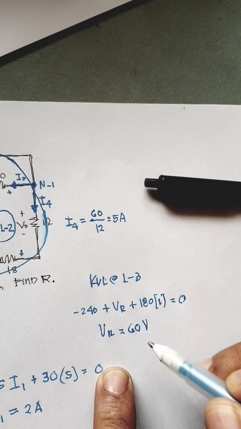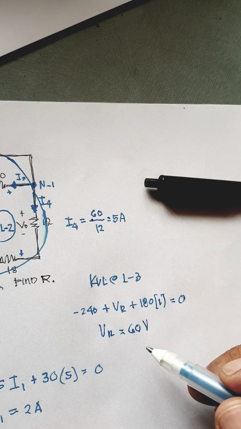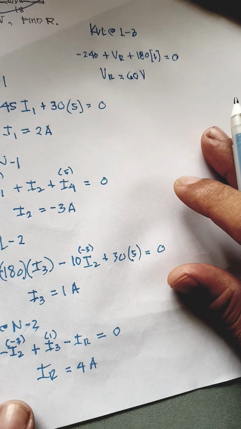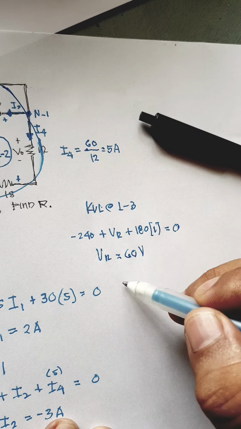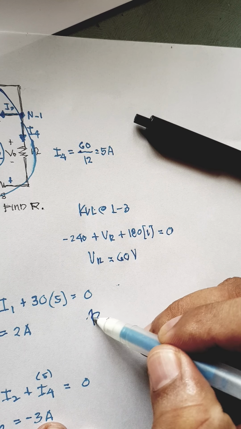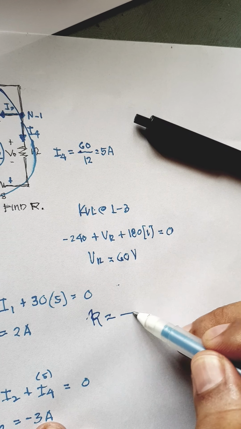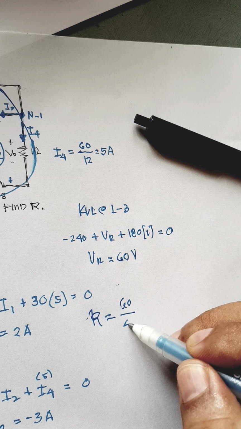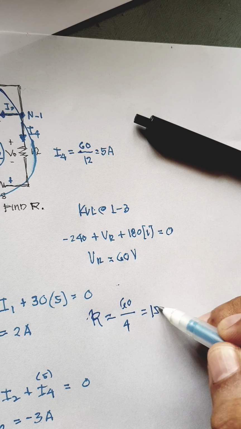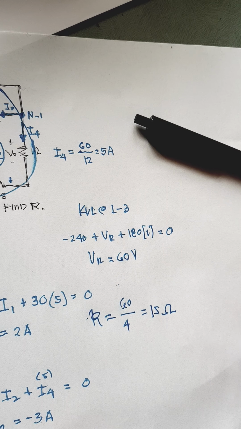60 volts. So we have already gotten the value of VR and IR. So we can now get the value of R. R therefore equals VR, 60, divided by IR, which is 4, and the answer is 15 ohms. And that's how you do it.